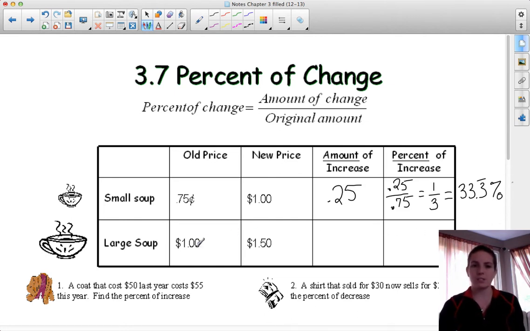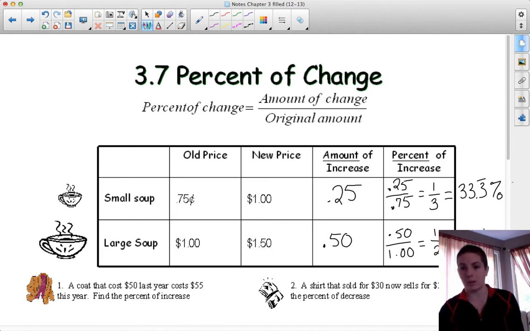We can do the same thing with the large soup. If the original price was $1 and the new price is $1.50, the amount of increase is 50 cents, which means that its percent of increase, so we do 50 cents, that's how much it changed, over the original. And hopefully some of these fractions should be nice and easy for you. 50 cents over $1, that's 1/2, which means that we had a 50% price increase. So that we're doing change over original.